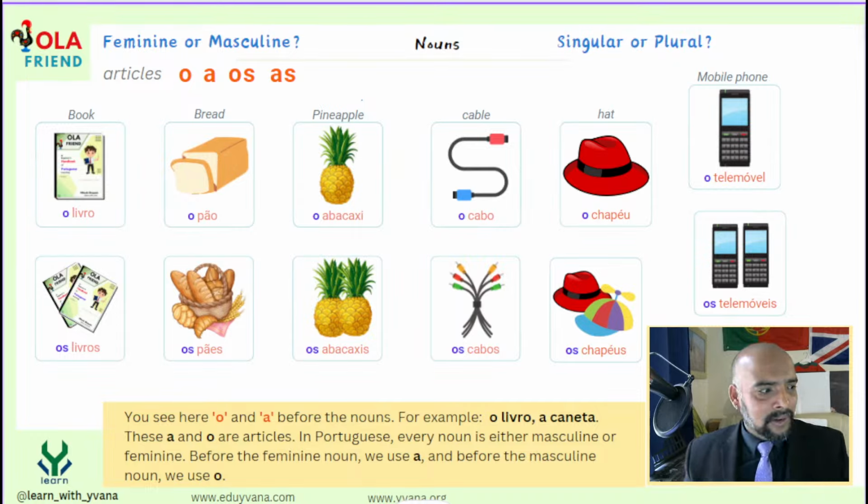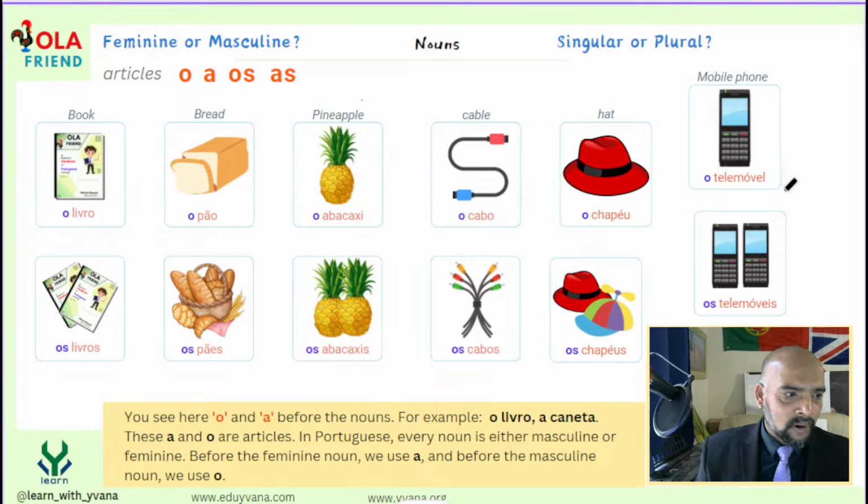Okay, that's cool. So here you can see o livro, we change to os livros. These all are the masculine words. And o pão, we change to os pães. And o abacate, we change to os abacates. O cabo, os cabos. O chapéu, os chapéus. O telemóvel, os telemóveis, right?